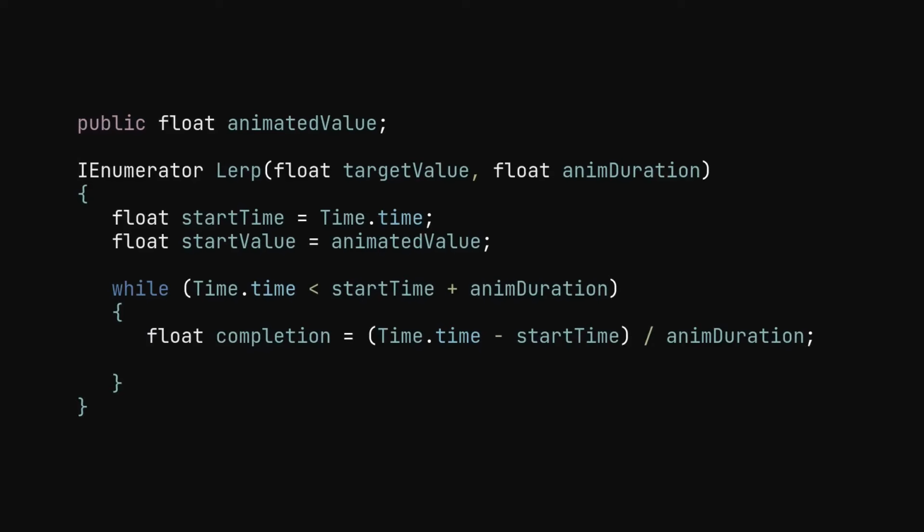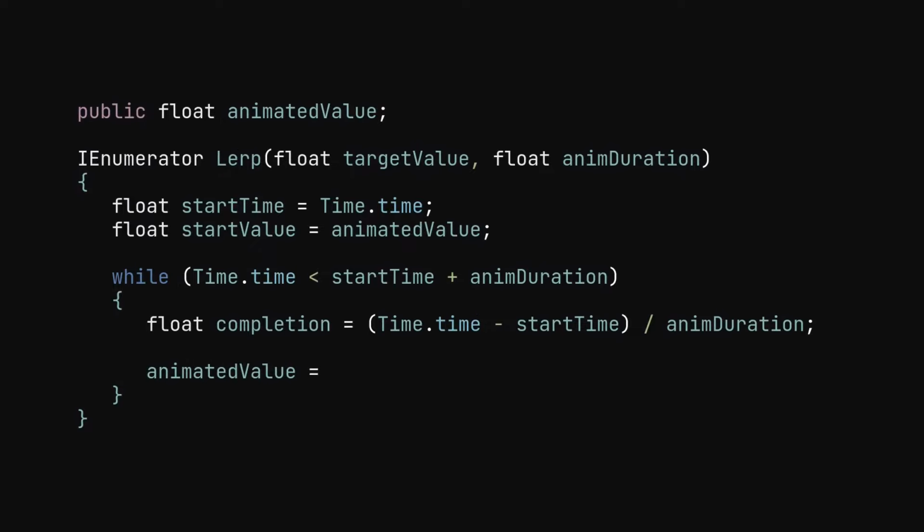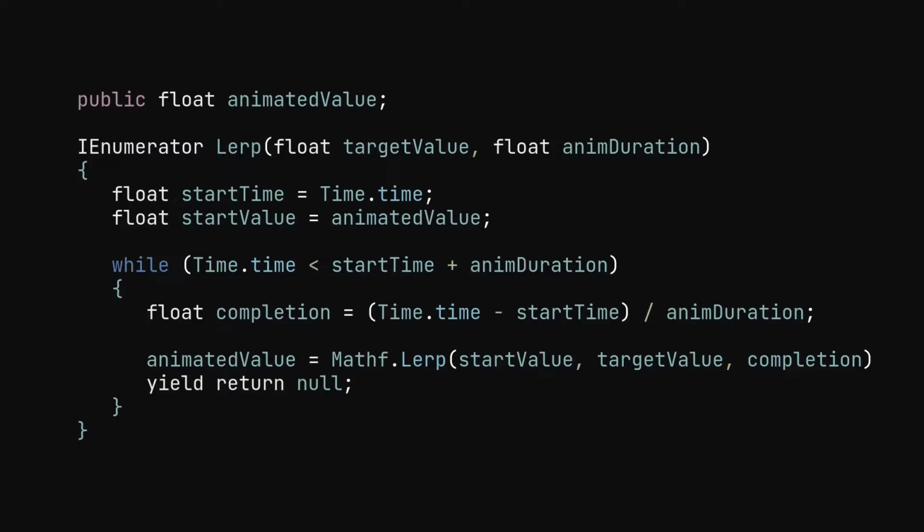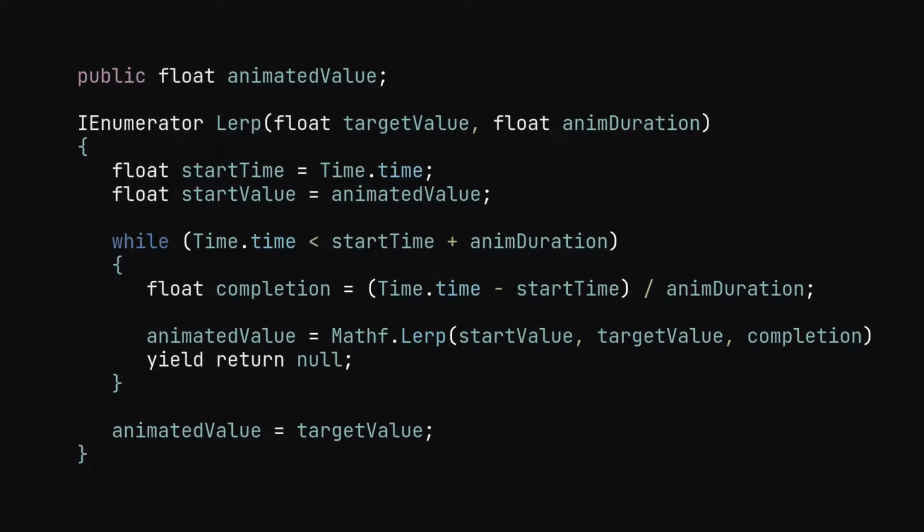Now back to the while loop, we can finally get to the actual Mathf.Lerp part of the code. All we have to do is set the reference value as the Mathf.Lerp function by providing it the before mentioned start value, the target value, and the completion variable. And after that, don't forget to yield return null, since we want to keep iterating the while loop. The last thing that I would add is set the animated value to the target value after the while loop, just to make sure that we end up with the target value at the end.